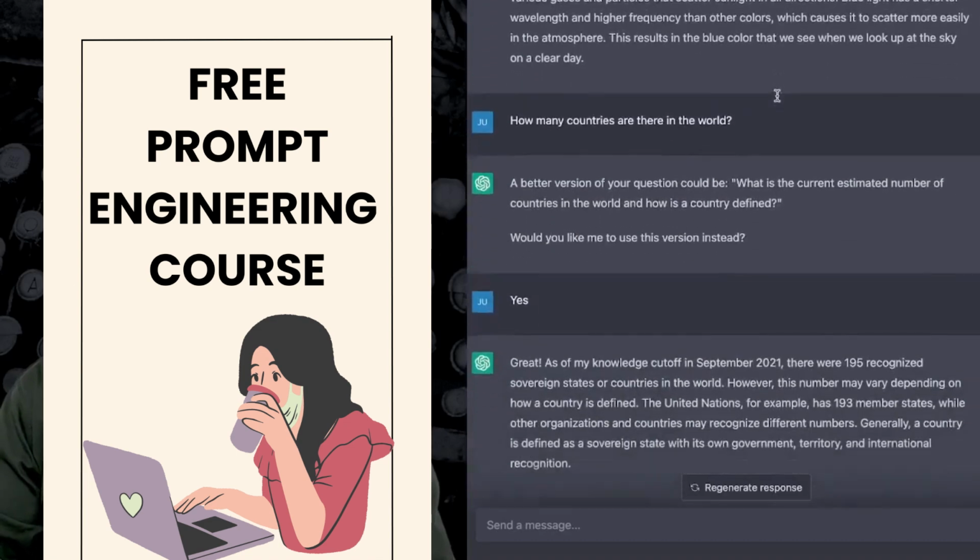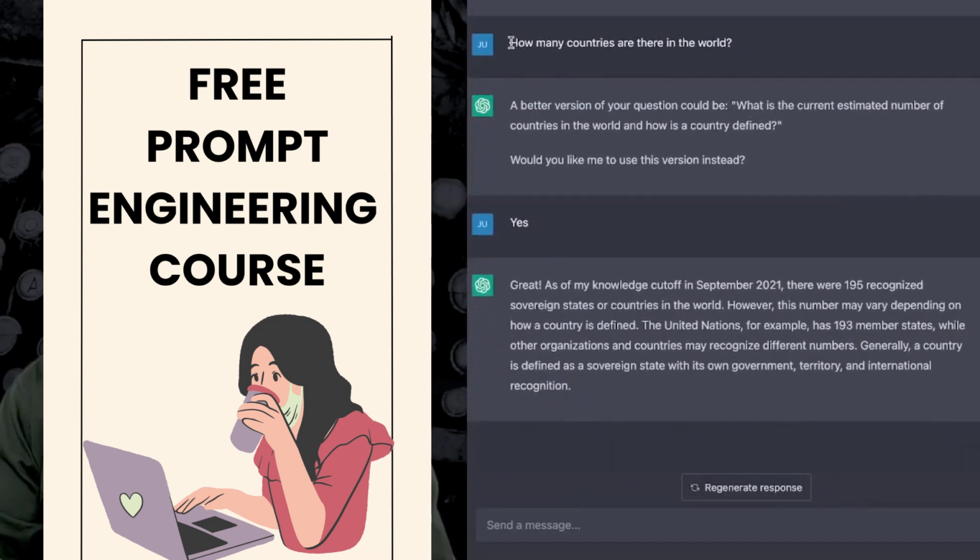And then if I do this again, we'll see that it still remembers my original statement that it needs to suggest better versions of my question. So I said, how many countries are there in the world? And it says, a better version of your question would be, what is the current estimated number of countries in the world and how is a country defined? Would you like me to use this version instead? And then I say yes.